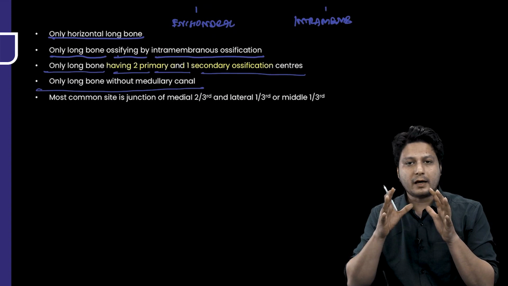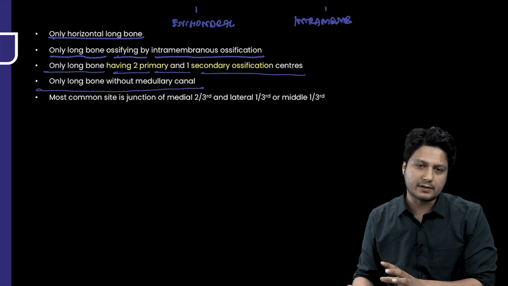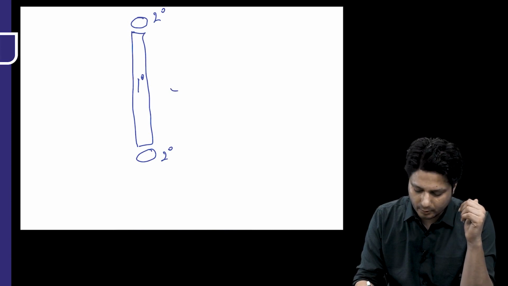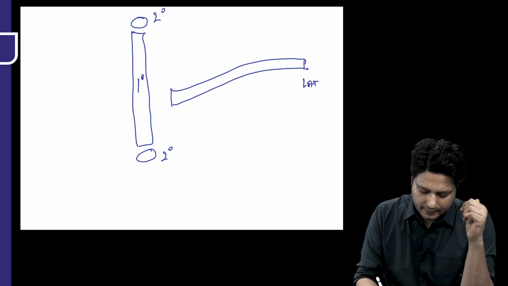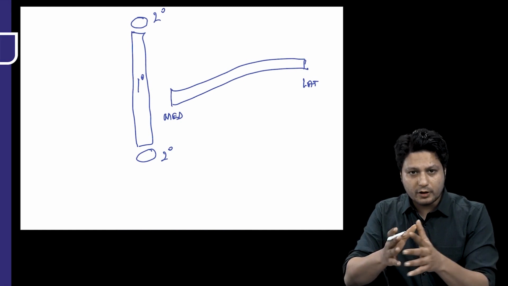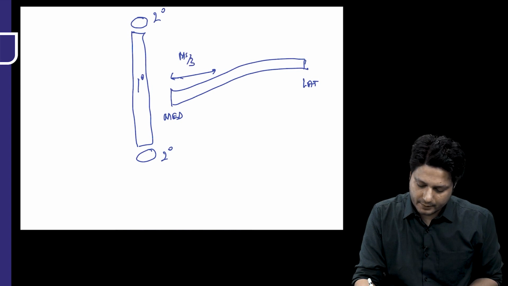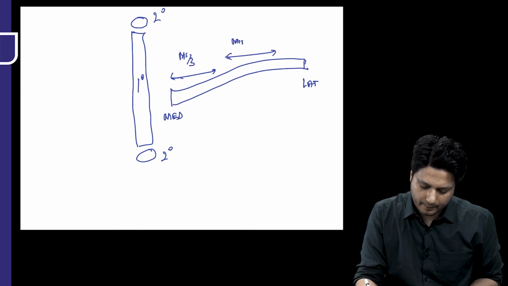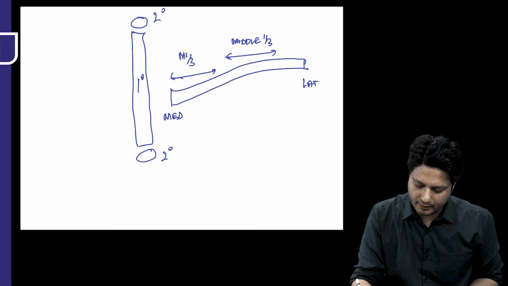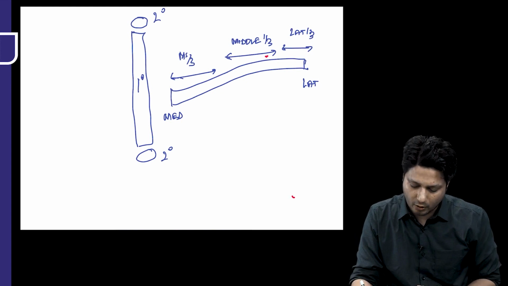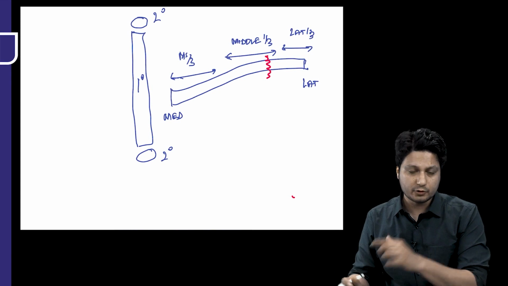And then finally, we are going to talk about where exactly these fractures are about to happen in case of clavicular fractures. For example, imagine this to be a clavicular bone. This is the lateral end of the clavicle and this is the medial end. If you divide this bone into thirds, this is the medial 1/3, this is the middle 1/3, and this one is the lateral 1/3. The most common site for the fractures to happen is at the junction of the medial 2/3 and the lateral 1/3. So, that is the most common site.